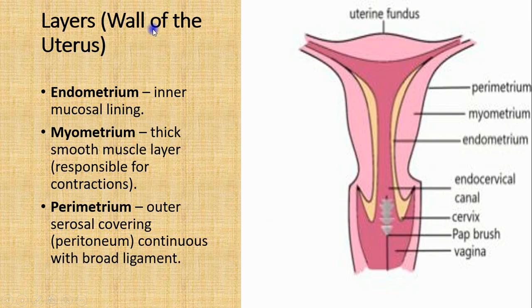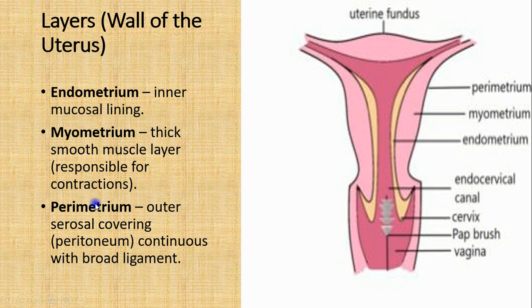What are the layers of the uterus? We have the endometrium, which is the inner mucosal lining. You can see the endometrium here, the innermost mucosal lining. You have the myometrium, the thick smooth muscle layer responsible for contraction. So you can see the myometrium here. It is responsible for contractions during birth.